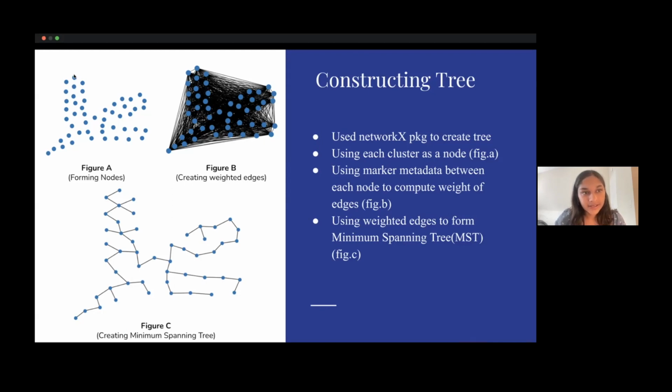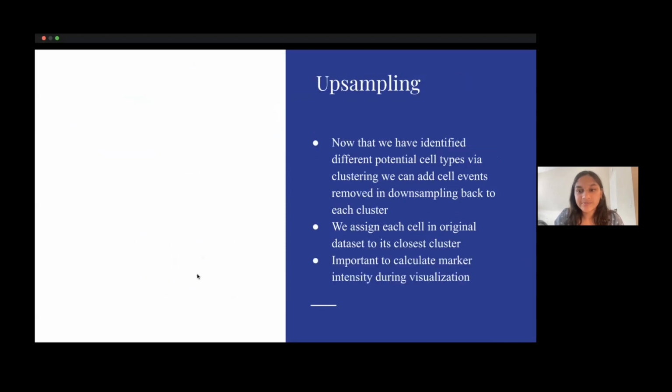So here we take the mean centroid points of each cluster from the previous slide and represent each as one node. Then we create weighted edges from each node to every other node using the Euclidean distance between the different marker parameters we have. And then we can use figure B to apply a minimum spanning tree algorithm that creates figure C. This is the topological structure of our SPADE tree.